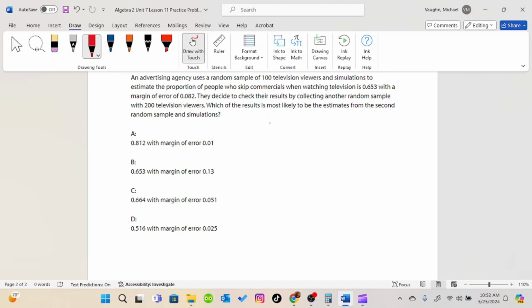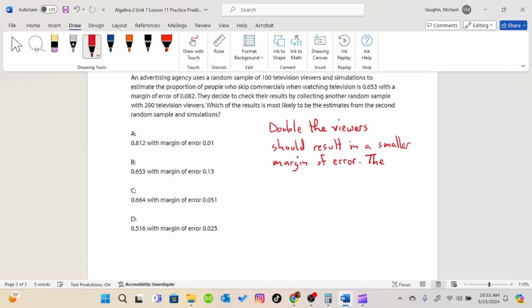So, double the viewers should result in a smaller margin of error. The proportion should be similar.